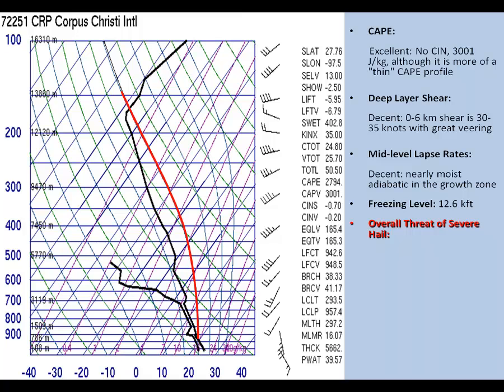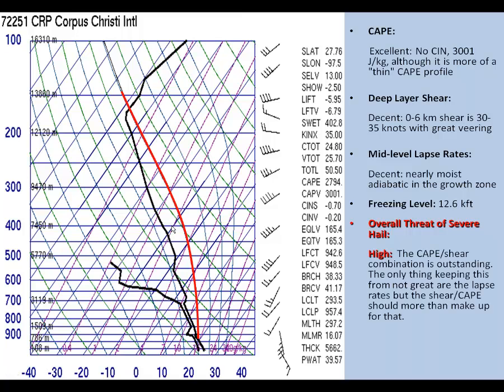You can see around the hail growth zone, which is the -10 to -20, the lapse rates are pretty decent. They're not quite dry adiabatic, but they're not moist either. So overall, the threat here, and by the way, the freezing level is 12,600, would be pretty high. The cape shear combination is good. The only thing is not too great.